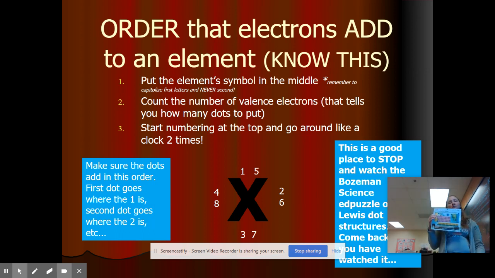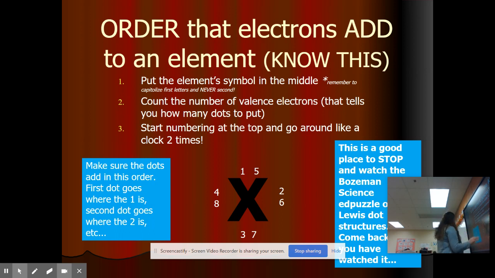All right, so when you put these on, you have to figure out which one you're doing and how many valence electrons it is. So let's say I'm going to do boron. Boron's number 5. You see it there? All right, so boron's number 5. I'm going to put boron.